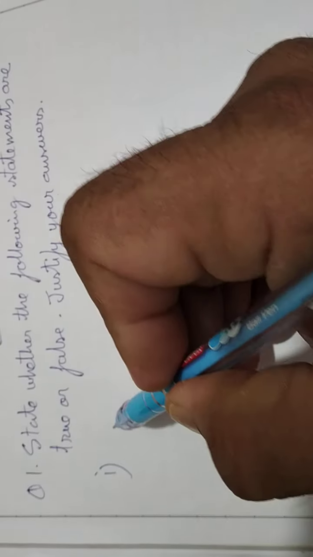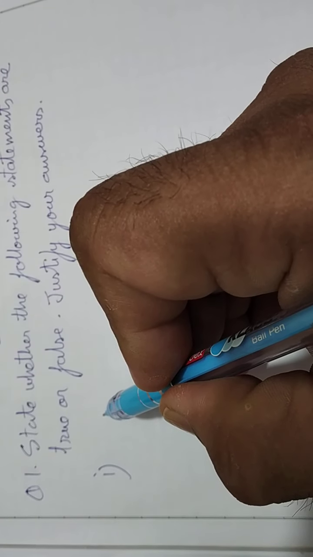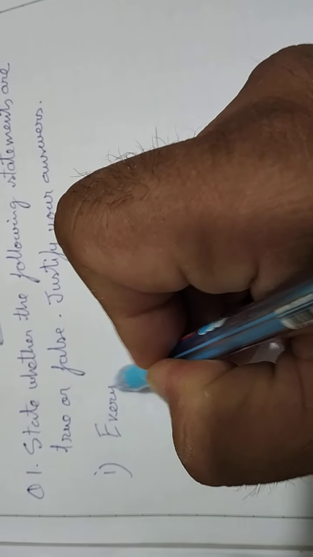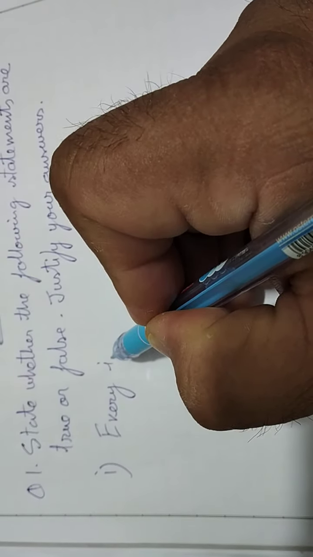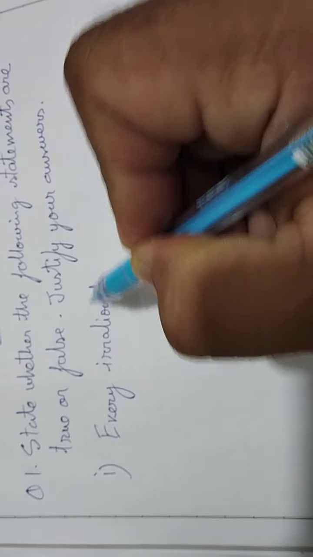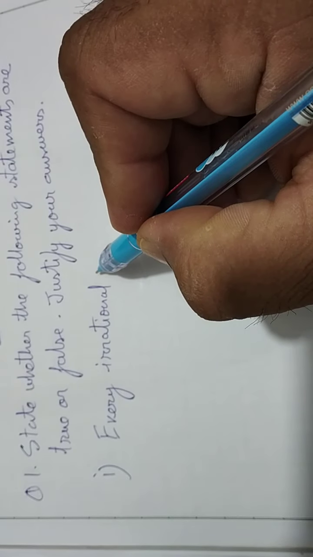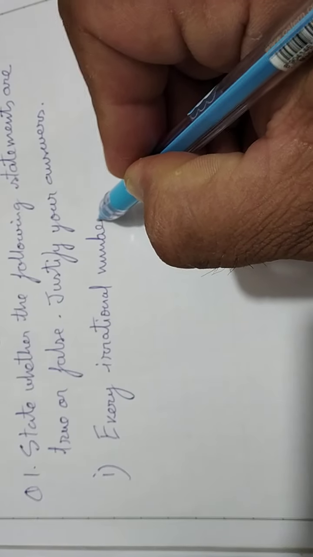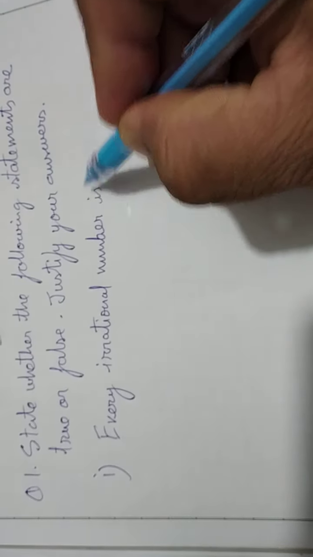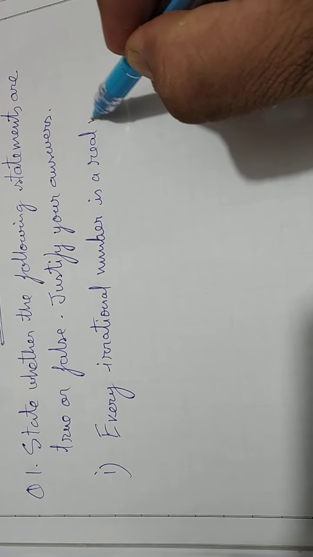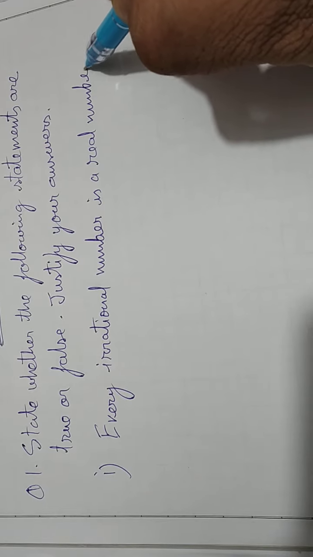The first given statement is: every irrational number is a real number.